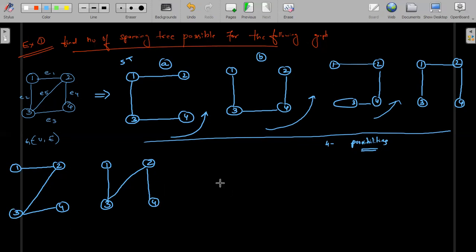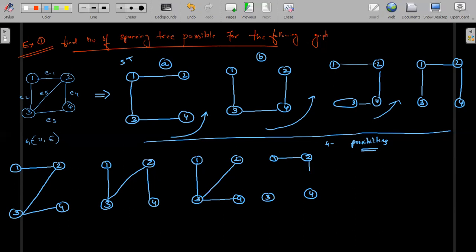Again, one more. Is it possible or not? See here: 1, 2, again 3, again 4. So 1, 2, 3, again 3 to 4. So with the minimum number of edges, can I connect all? Yes. This is also a spanning tree. Like this, vice versa, you can take it. So 1, 2, 3, again 4. So this is also possible.